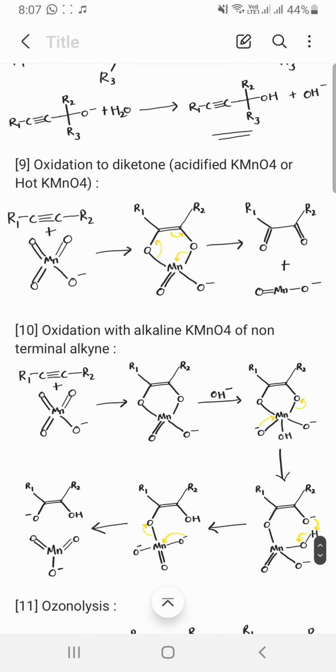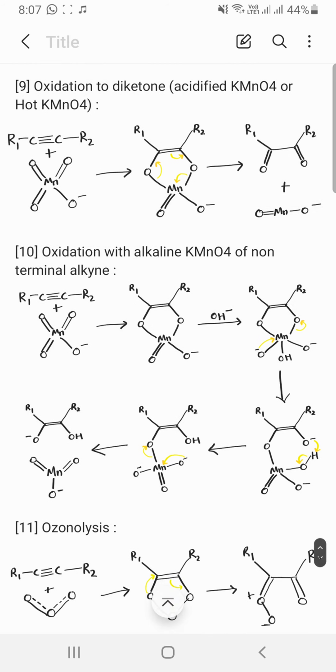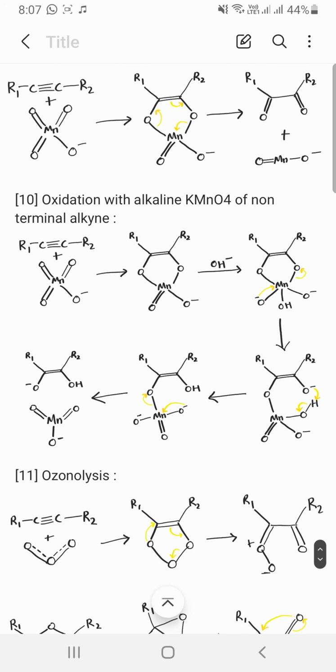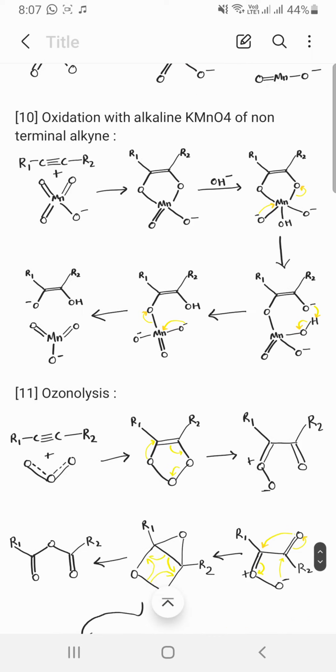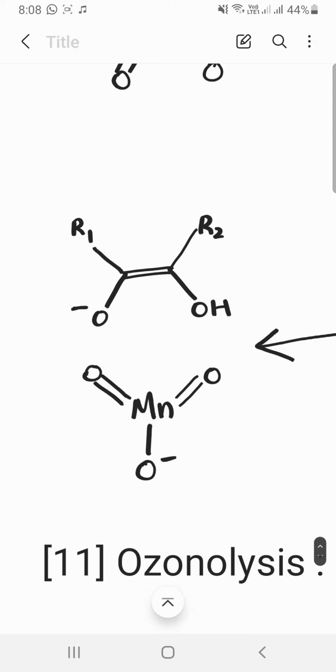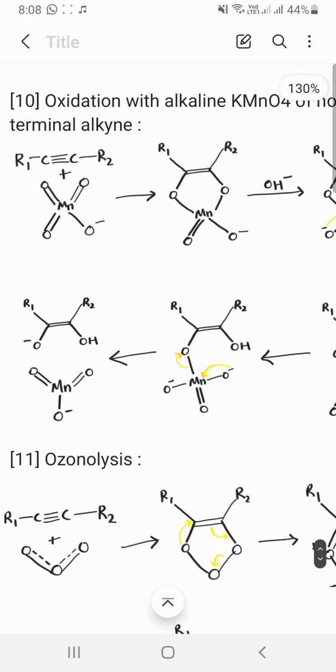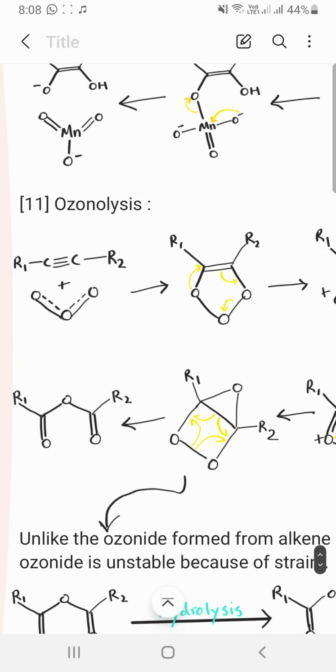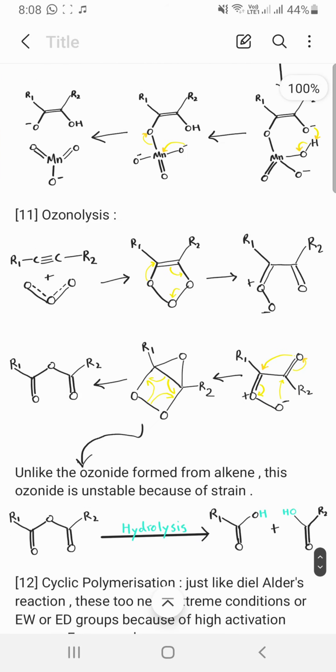So it's with acidified or hot permanganate. Huh. And with cold permanganate, you have this thing, a diol, something. And yeah, it will just tautomerize right away, creating a ketone. Okay, cool. Ozonolysis.